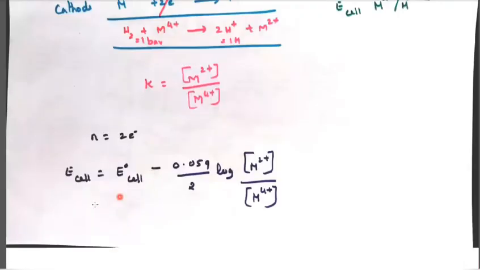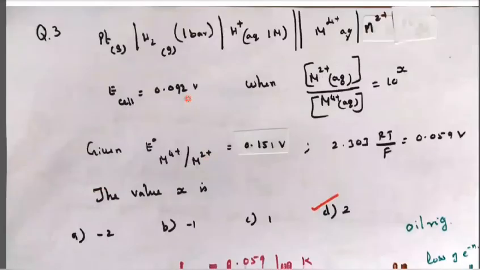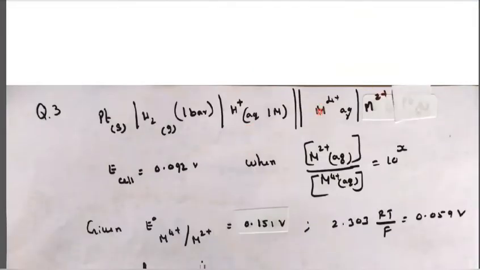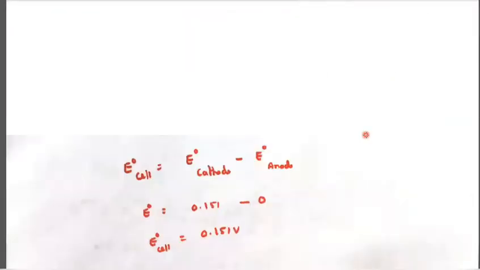Here E cell is given as 0.092. E naught cell is not given, but E naught of M4+ and M2+ is given. And E naught for H2 and H+ is not given, but we understood that the hydrogen voltage is 0. So this is A and this is C. So we should find out what is E naught cell.